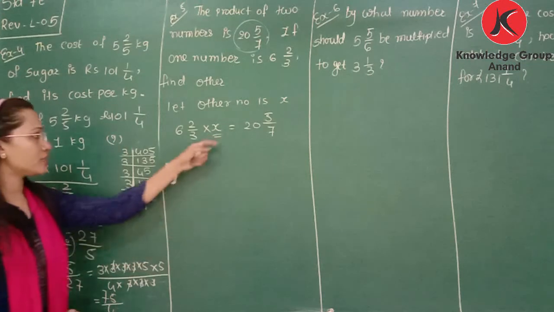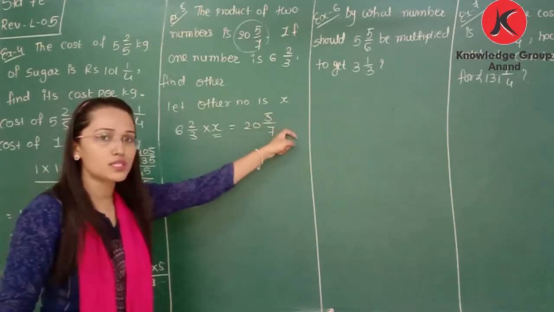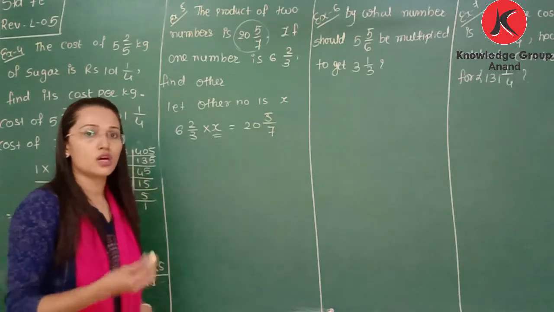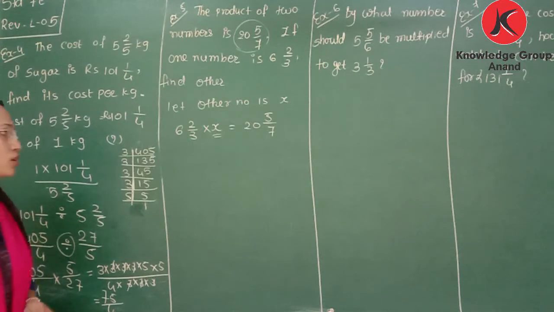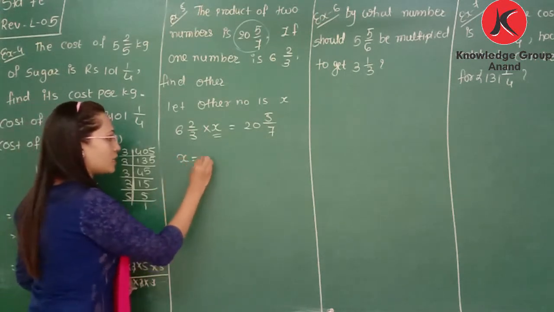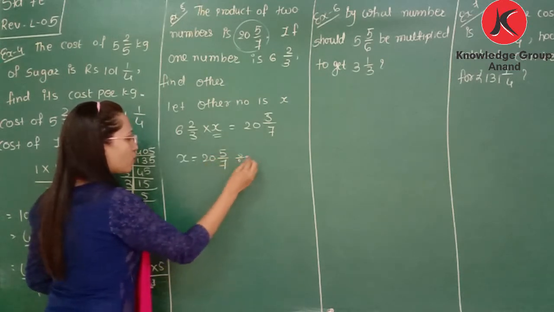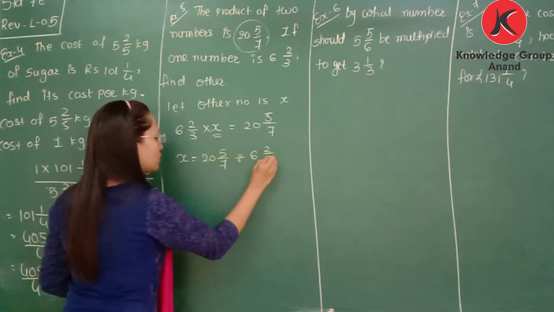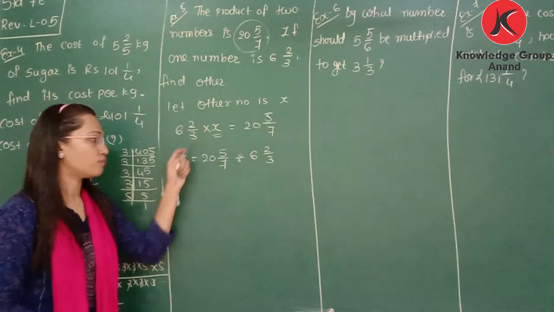If we want to find this, and the other number is in a multiplication, then on the opposite side it becomes division, because the opposite of multiplication is division, the inverse function. So if we want to find x, we need to write 25 by 7 divided by 62 by 3. Clear? This thing we learn in a simple equation.